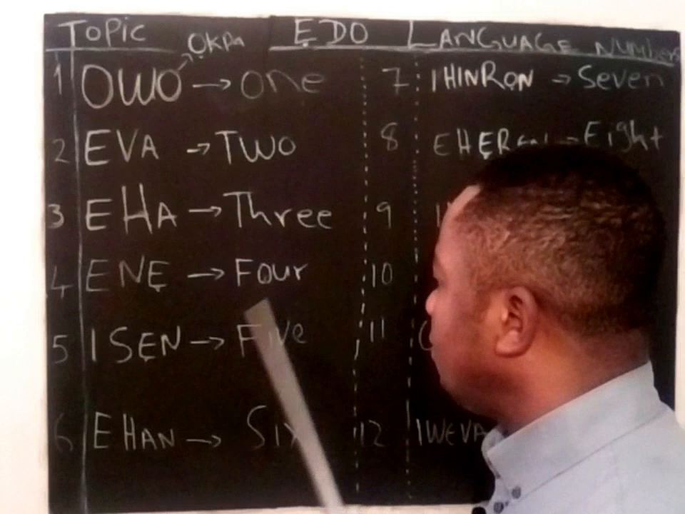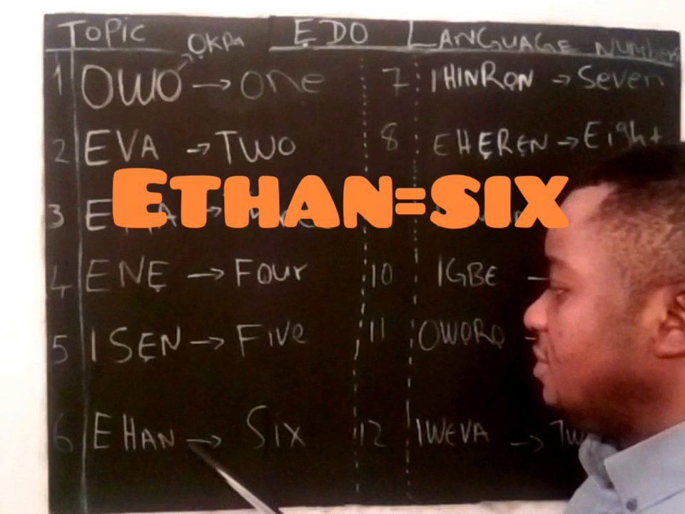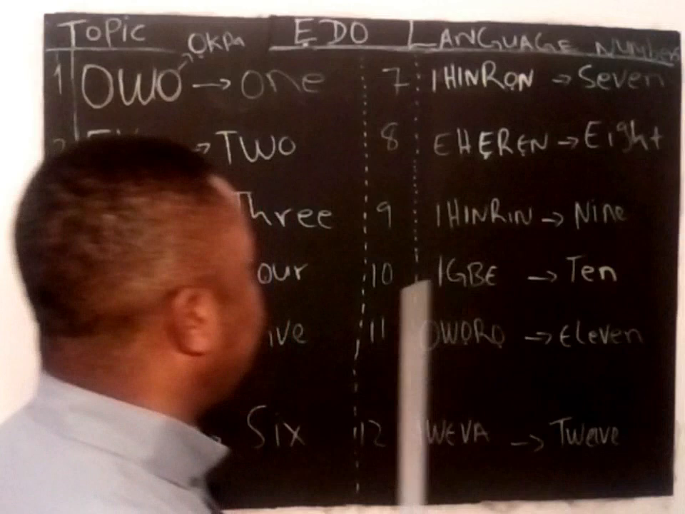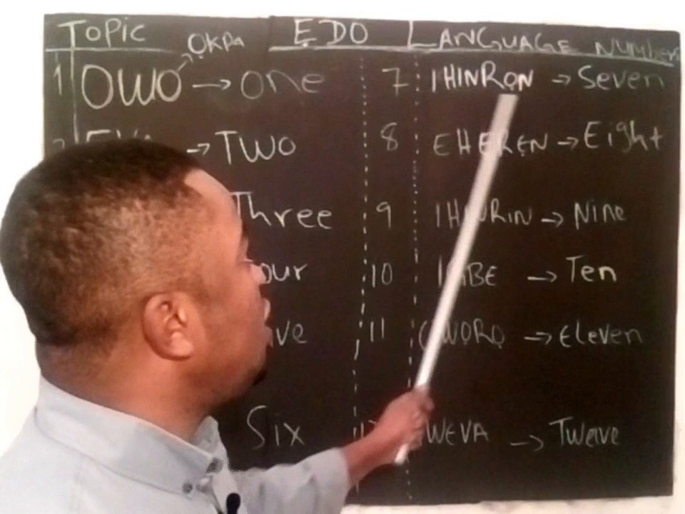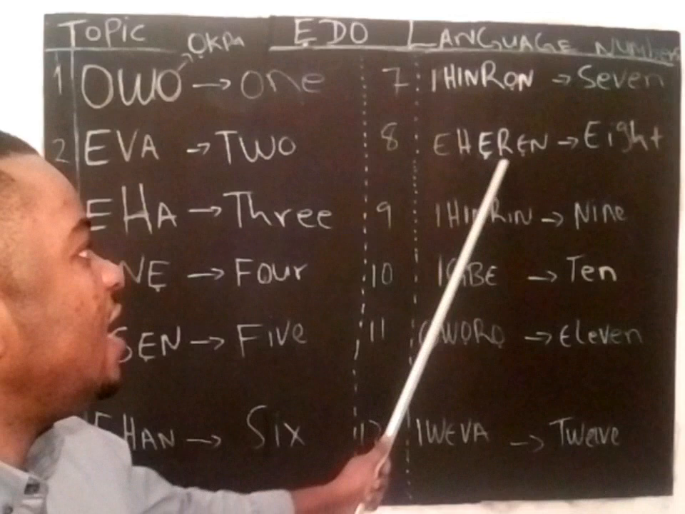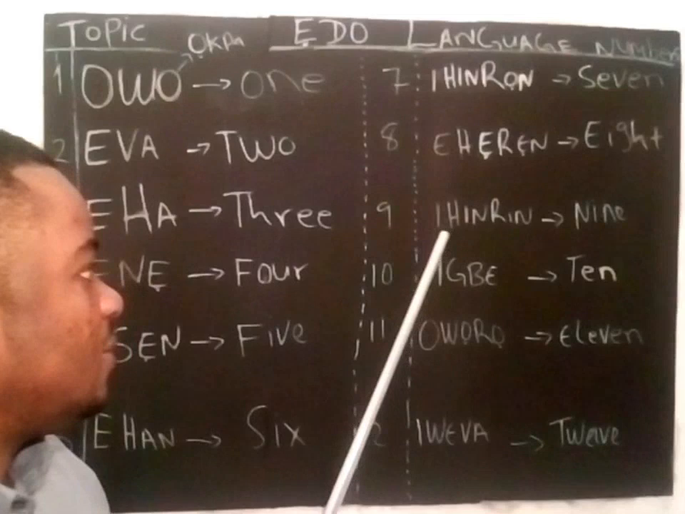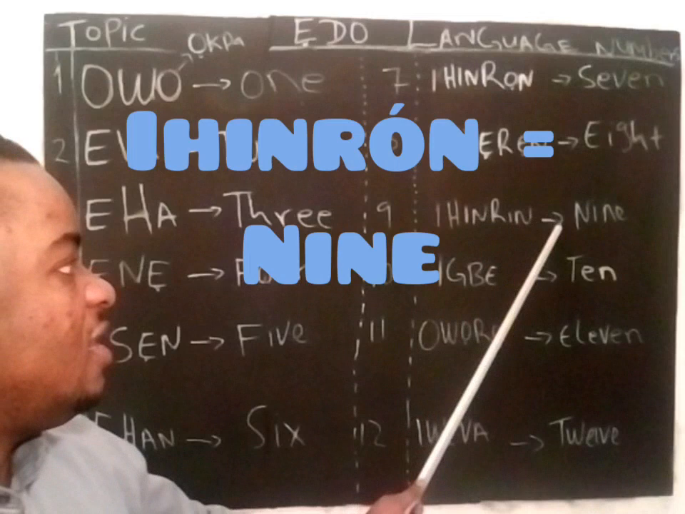Isen, five. Ea, six. Six, guys. Iyon, seven. Ehe, eight. Iri, which is nine.